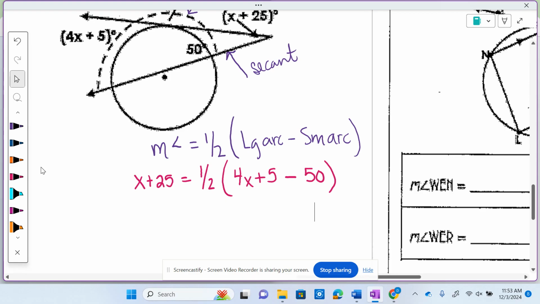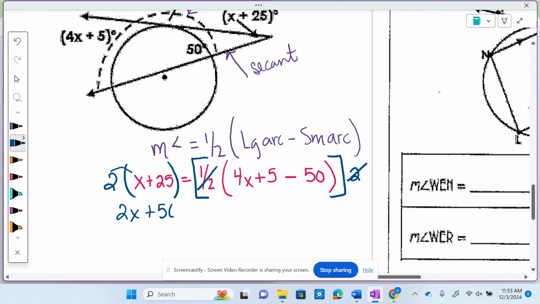Well, the first thing I'm going to do is multiply both sides by what? I want to get rid of this fraction. Large arc and small arc, yeah. So I'm going to multiply both sides by 2. That eliminates this fraction. 2 times x is 2x. 2 times 25 is 50 equals 4x minus a positive 5 and a negative 50 is a negative 45.